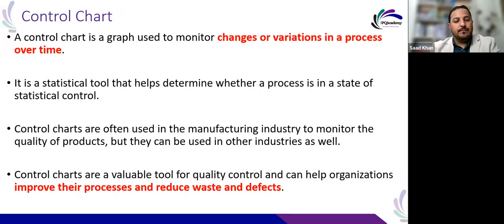Now, the last topic of the day is the control chart. What is a control chart? A control chart, again, is a graphical tool which you use to monitor changes or variation, as I said in the beginning, of the process over time. It's a statistical tool which helps you determine whether a process is in a state of statistical control or not. This helps organizations to improve processes and reduce waste and defects. The purpose is the same, but it gives you the variation over time.